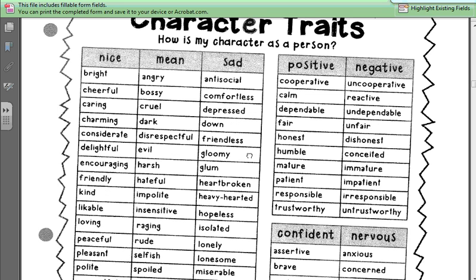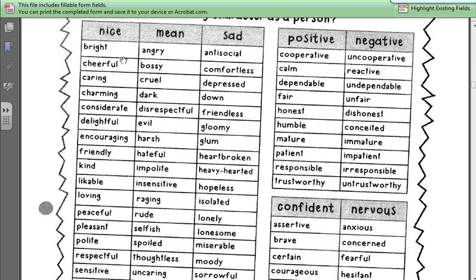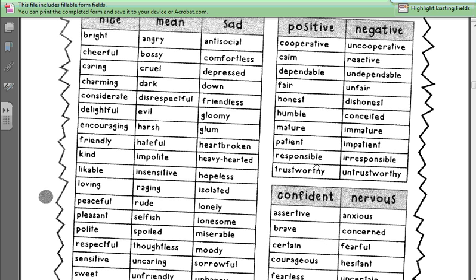And here are some examples. All these words right here: bright, cheerful, friendly, they all mean nice. This one, mean: all these words here mean the same thing as mean. If you want to pick a word that means the same or similar to sad, you could use hopeless, lonely, lonesome, miserable. These are all examples you could use instead of the word sad. So these are all character traits.